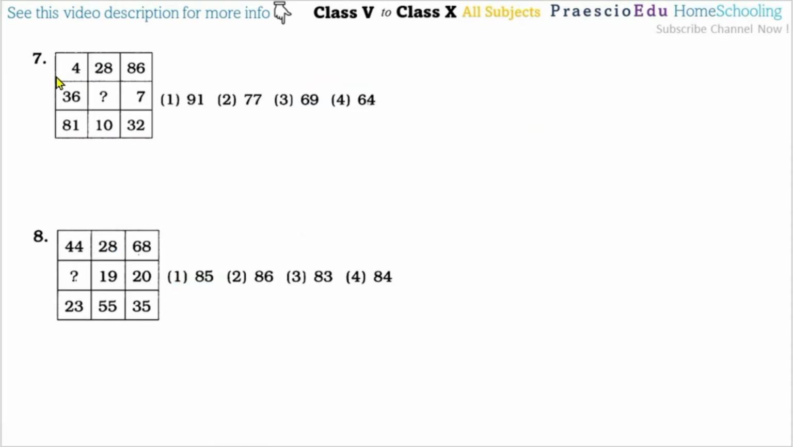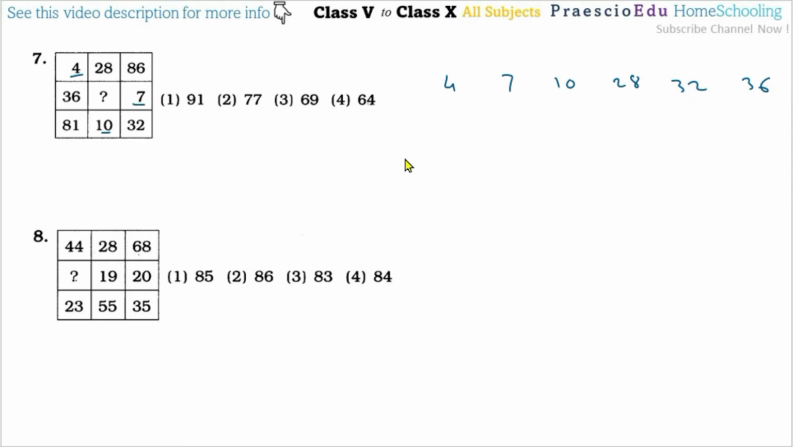Then question number 7. If you arrange all these numbers in ascending order, 4, then 7, then 10. So 4, then 7, 10. After this, 28, then 32, then 36.